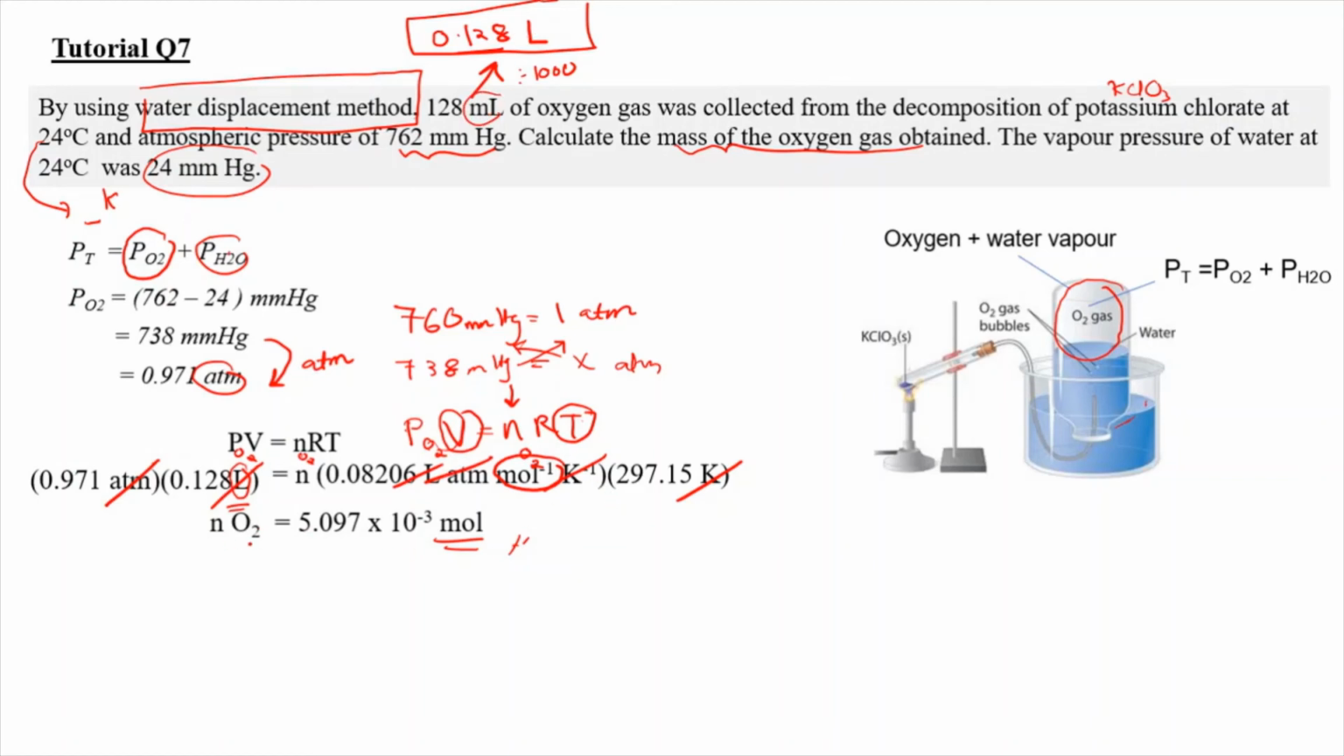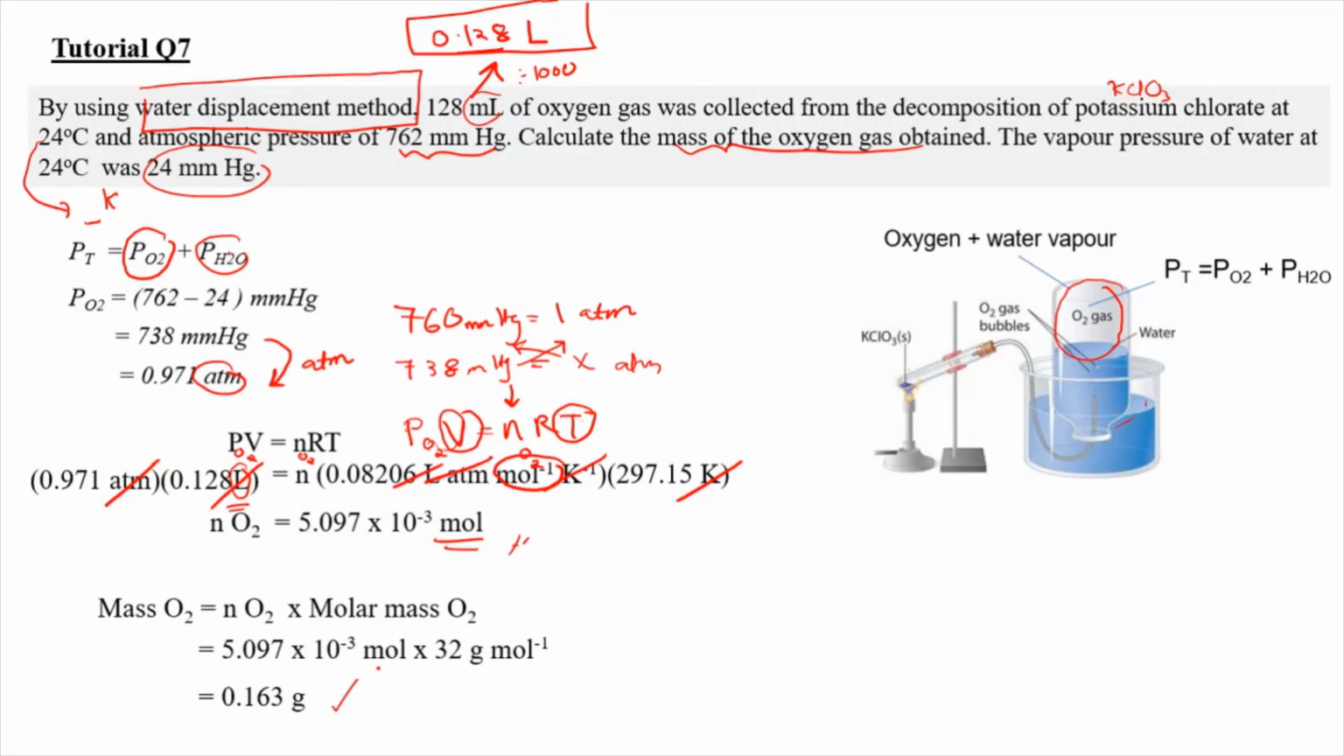So from the number of moles of oxygen, you can find the mass by multiplying it with the molar mass of oxygen, which is 32. So 5.097 times 10 to the power of negative 3 mole multiplied by 32 gram per mole. And finally, you're going to get the mass of oxygen to be 0.163 gram. So this is how you answer the question related to the water displacement method.